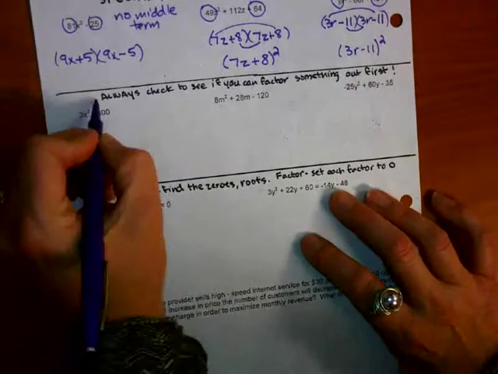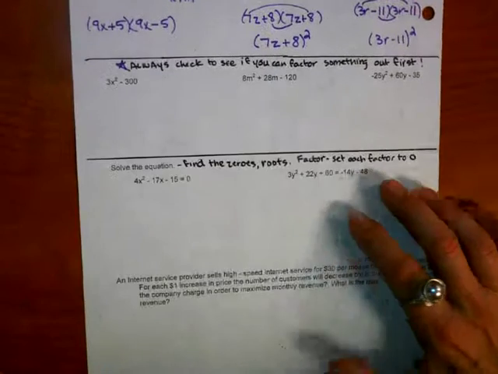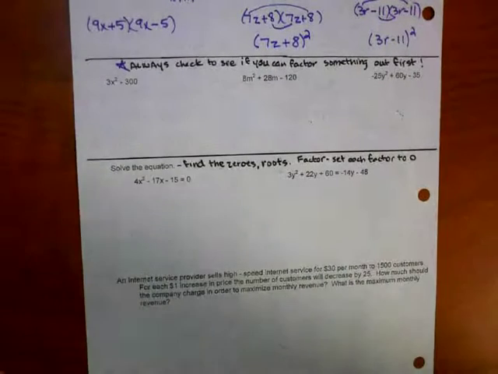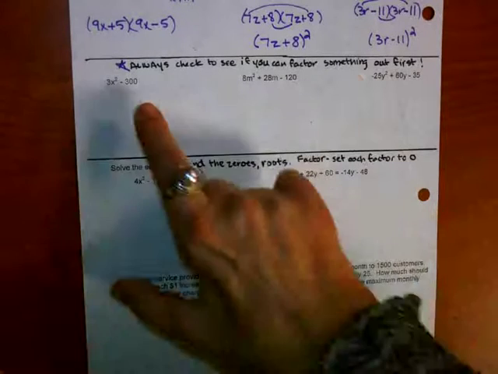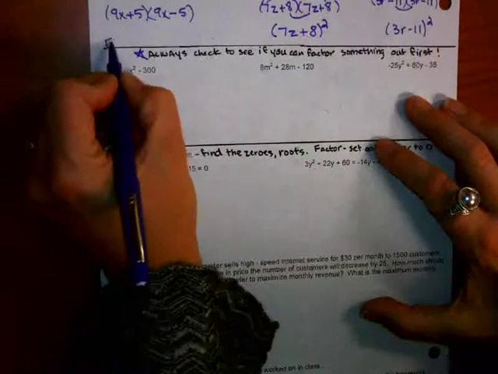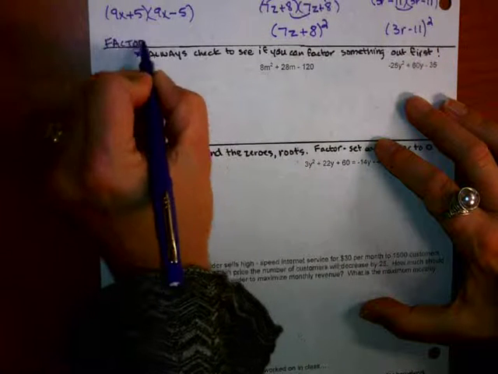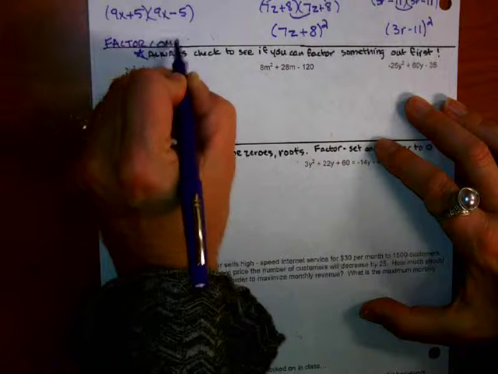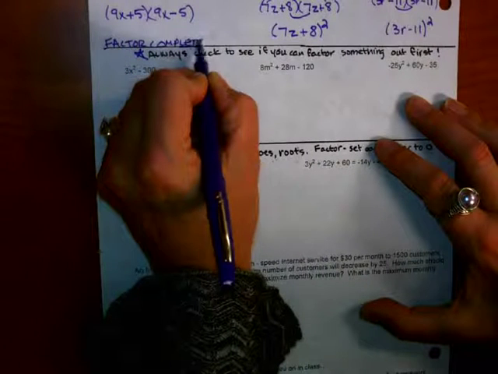Now this is what screws people up, I'll be honest with you. They just want to leap and do it. But hey, make your life easier. Just look at it. Look for perfect squares. Always, always, always check to see if you can factor something out first. Now the directions for something like this would be factor completely.